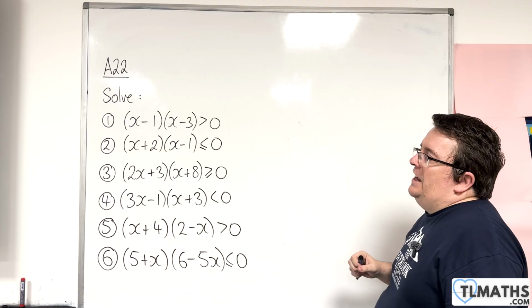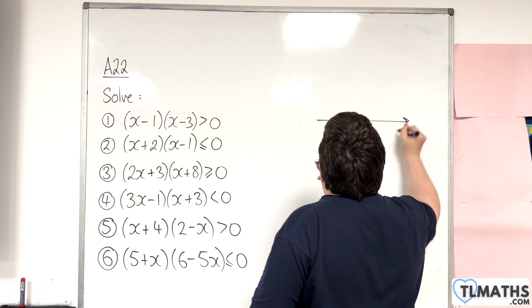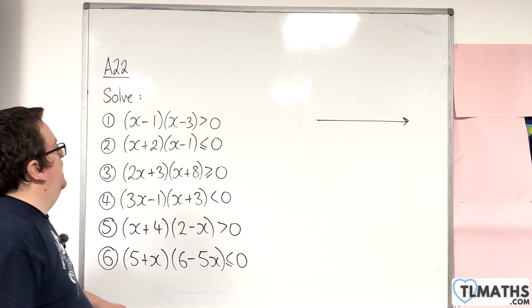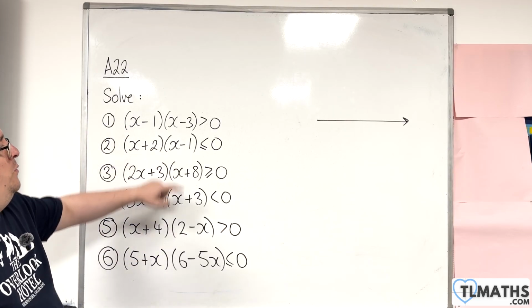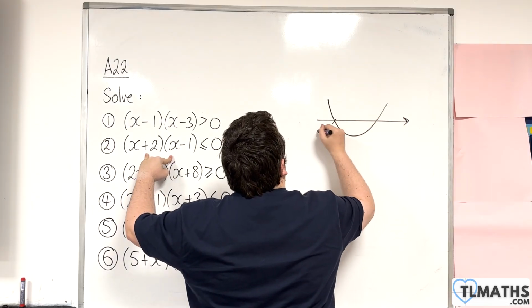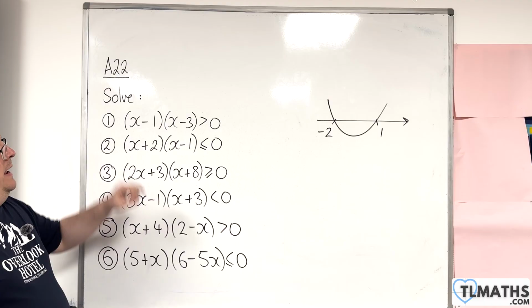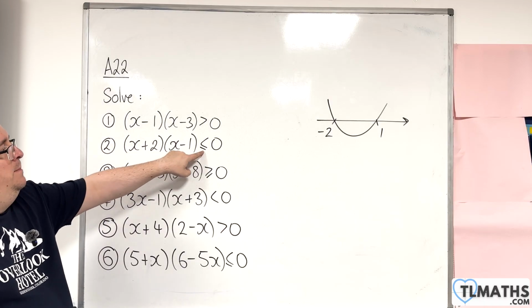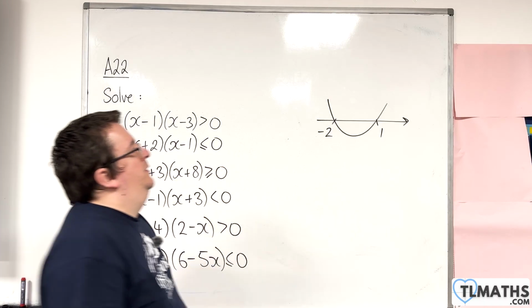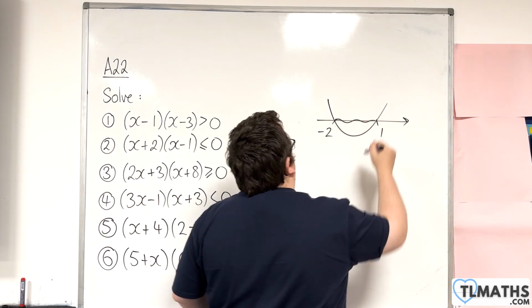Number 2, x plus 2 times x take away 1 is less than or equal to 0. Again, quick sketch of a parabola that's going through minus 2 and 1. So this will be a happy face parabola again. So it's going through minus 2 and 1. And now we're asking, where is the parabola below the x-axis? So below it will be here. So that would be between those two regions.